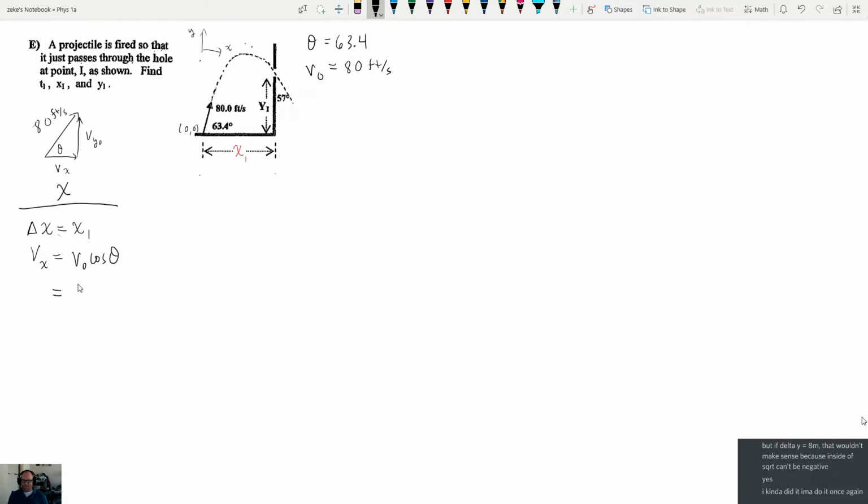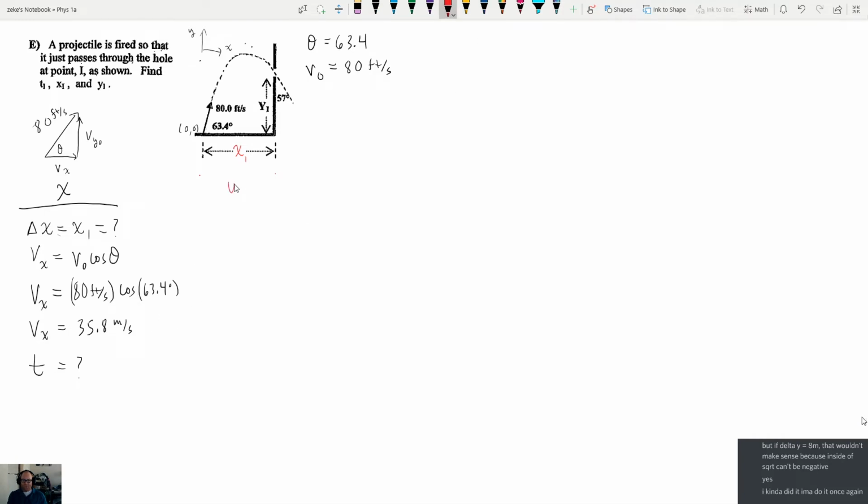Plug in the numbers. We get 80. Notice this is feet. We're going to have to change our acceleration due to gravity because of that. Because the cosine is 63.4. So vx is going to be 35.8. And time, that's one of the things we're trying to find, so we don't know that one. So we don't know what the x coordinate is to get to here. We don't know the time, but we do know vx.